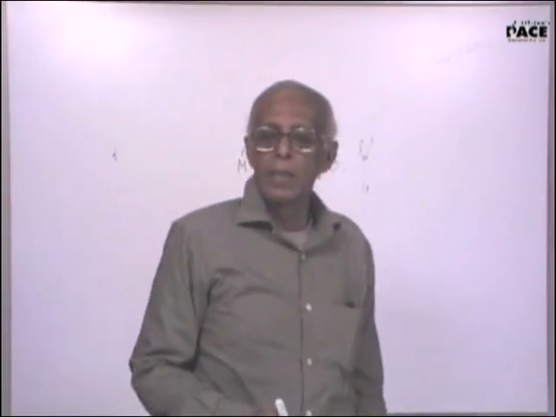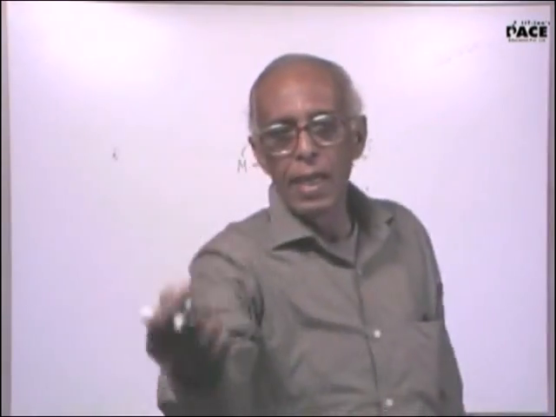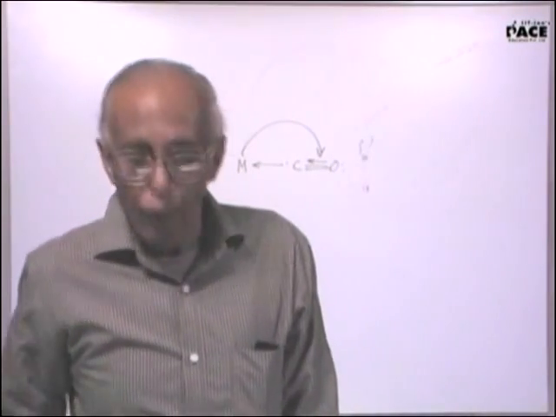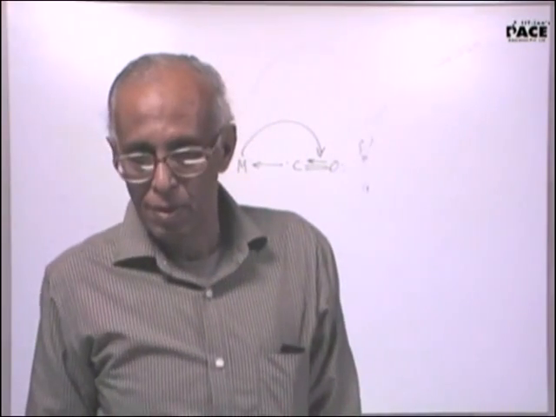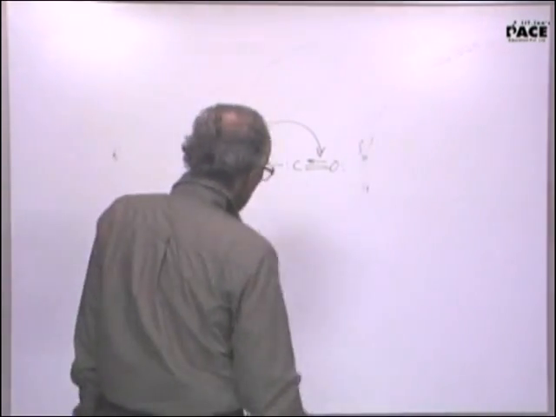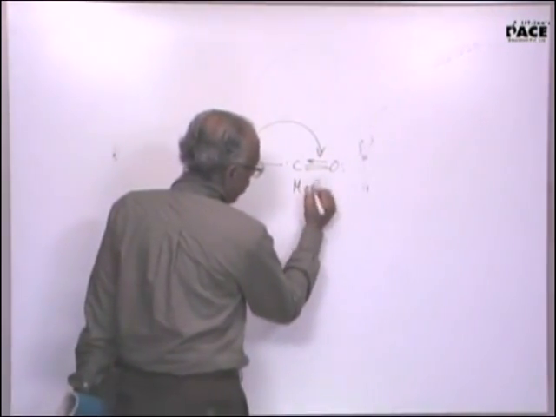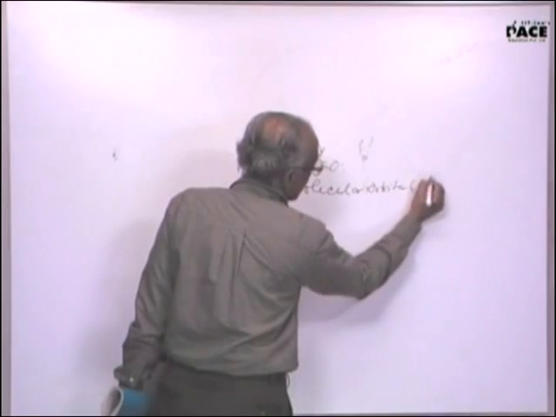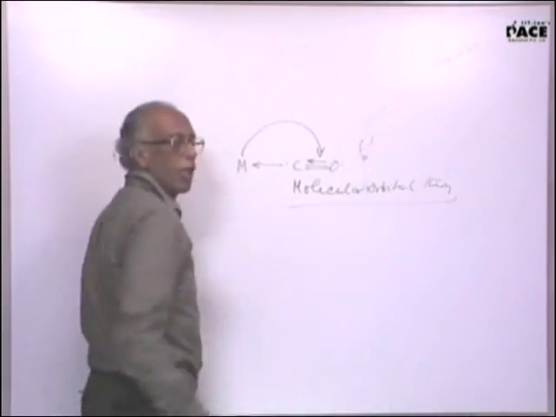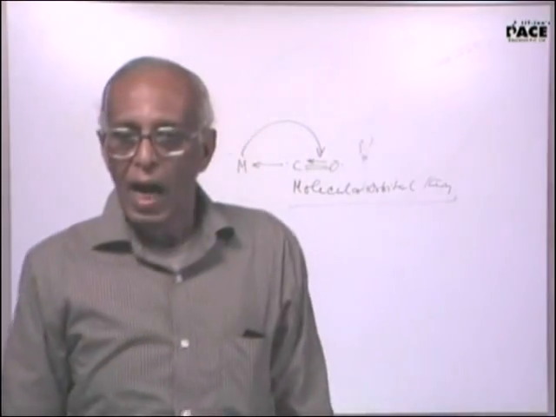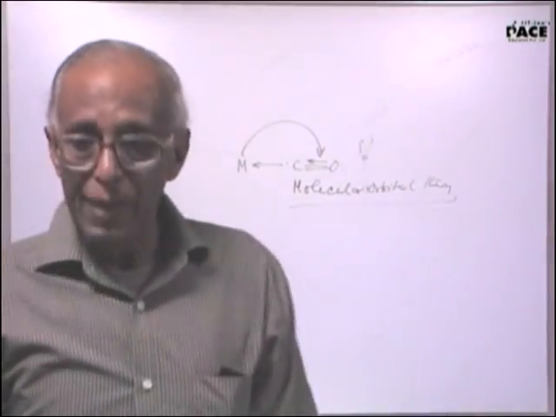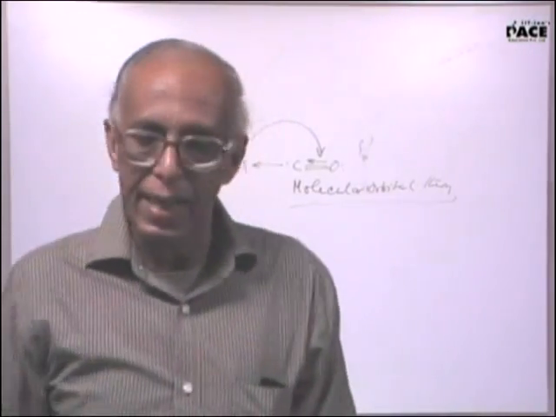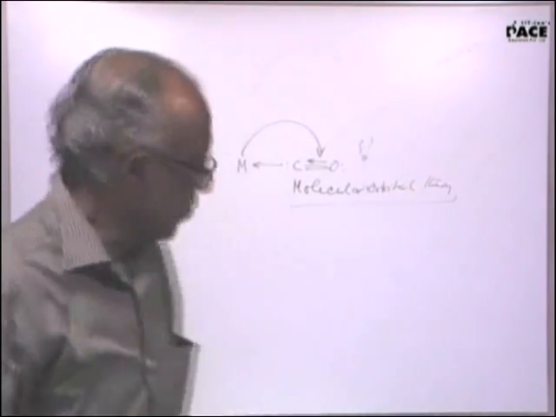Now, when metal gives electron back to carbon monoxide molecule, where will the electron enter? So, you have done molecular orbital theory? Yes, sir. Use molecular orbital theory and find out which orbital is vacant where the metal electron can enter into the carbon monoxide molecule.